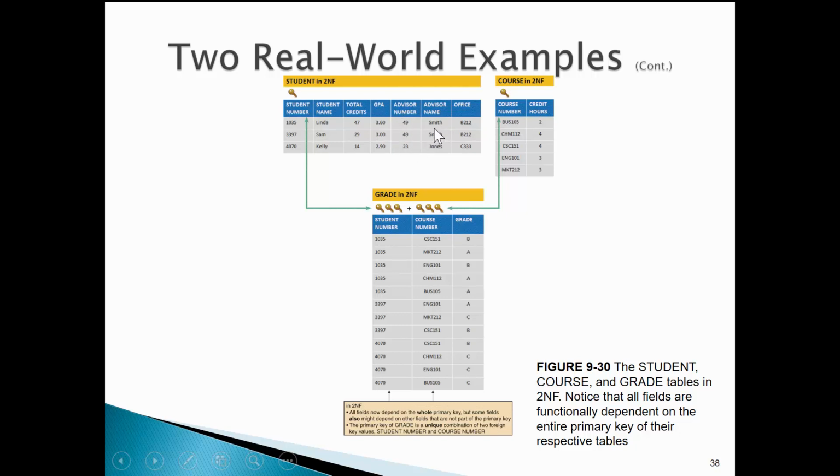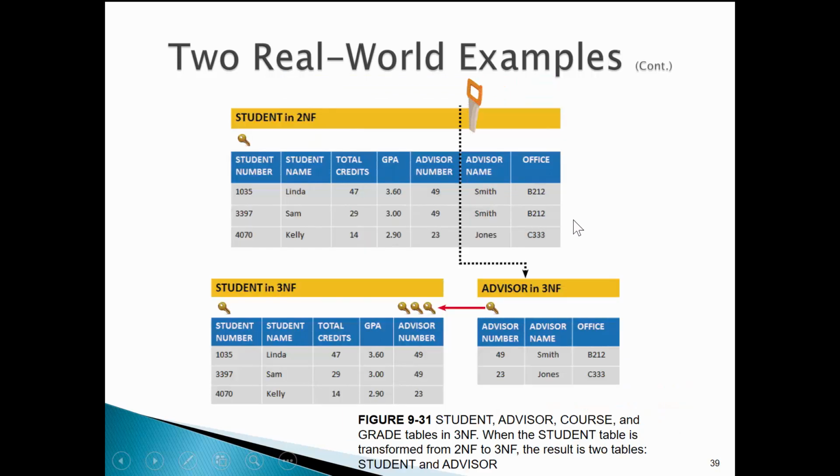We're still going to need to deal with the redundancy in the advisor name, and we'll do that by, again, separating this student table, as we'll see, so that we just have the advisor number listed. So, grade in second normal form. Here we have a primary key based on the student and the course, just like we did, and the grade. So we explode it one more time.